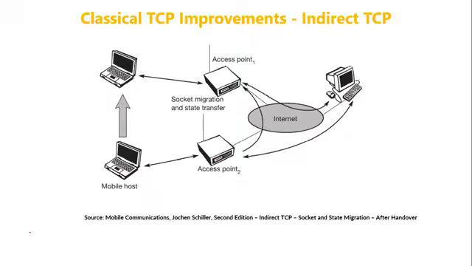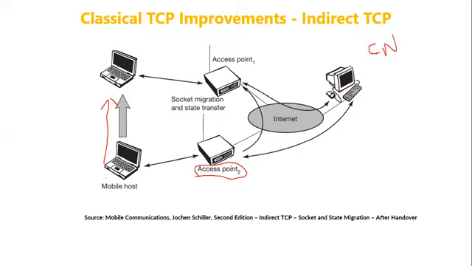Now consider this case. Assume that the mobile host is moving from one access point to another access point. So let us say that initially the mobile host is connected with access point 2. Now it is moving from this access point to some other access point, and that is access point 1. It is moving from access point 2 to access point 1. So previously the communication was through this, right? The wired communication is between access point 2 and the CN, and the wireless communication is between access point 2 and the mobile host.